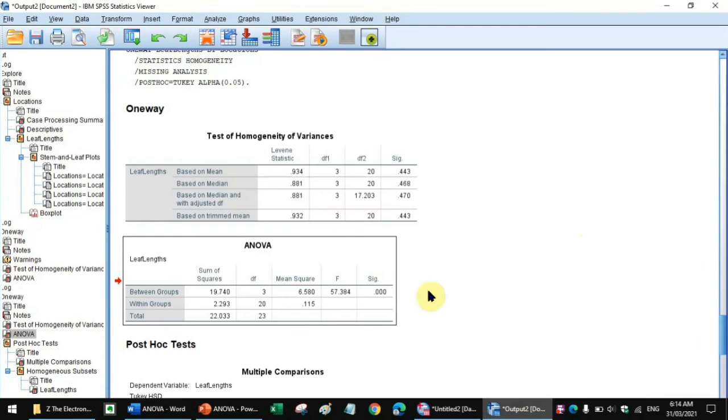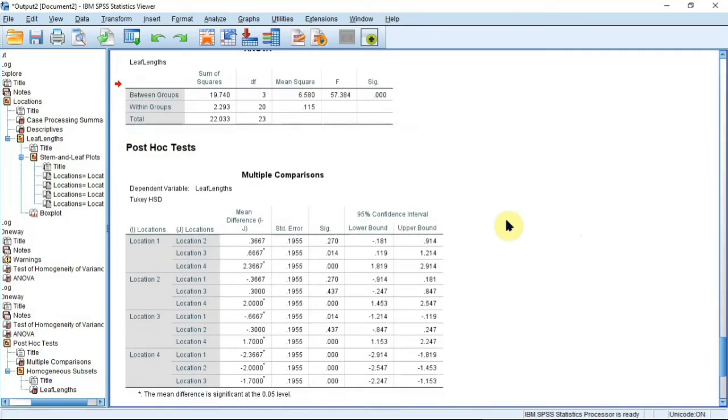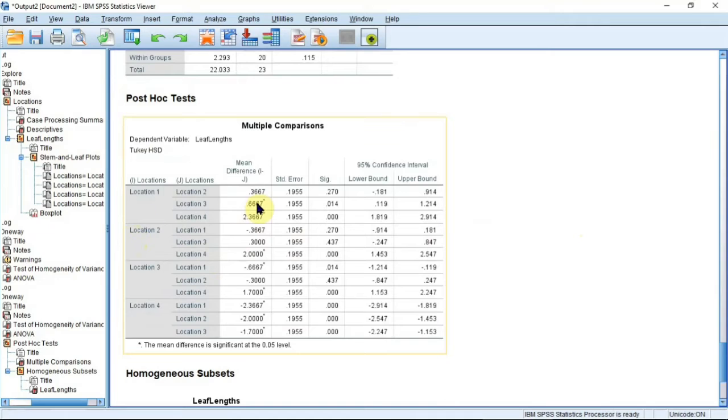We just go back to the output. Since we've enabled the post-hoc test, we're just going to find the location pairs that have an asterisk. Those with an asterisk mean that there is a significant difference. So locations 1 and 3 are different from each other, 1 and 4, 2 and 4. So let's take note of that.